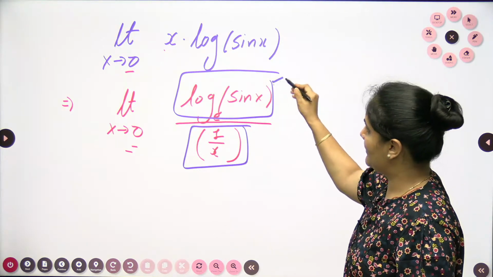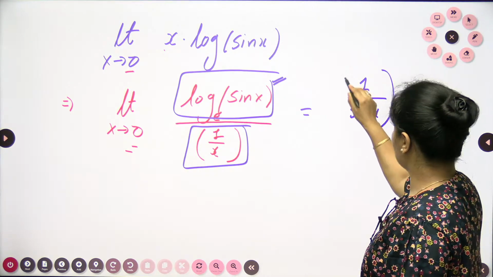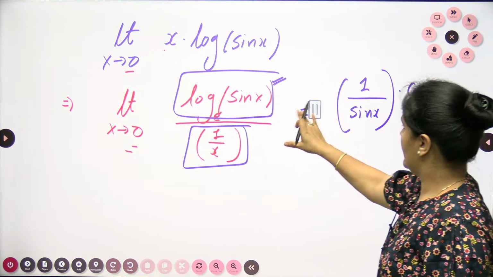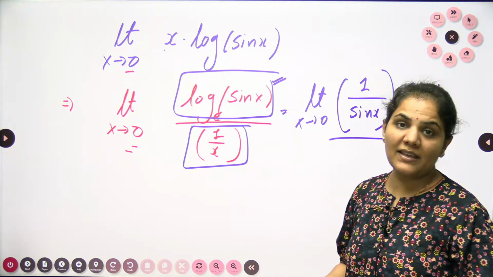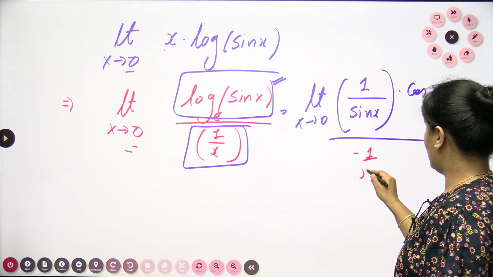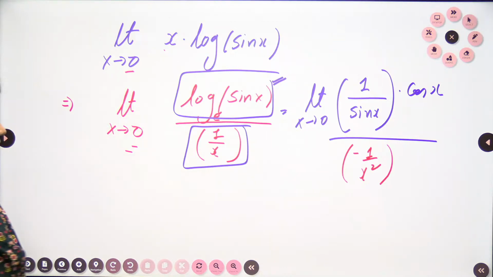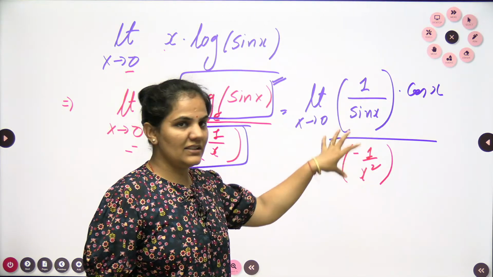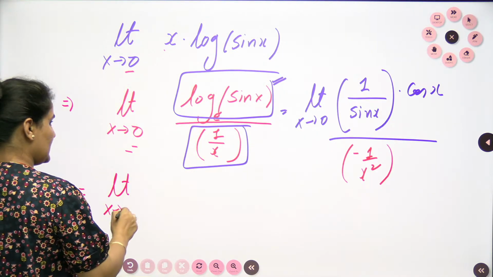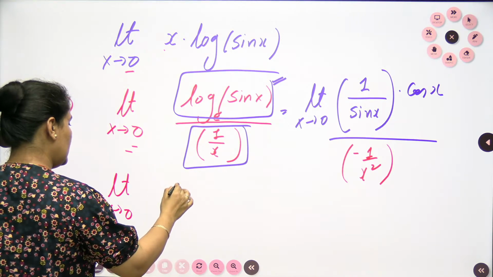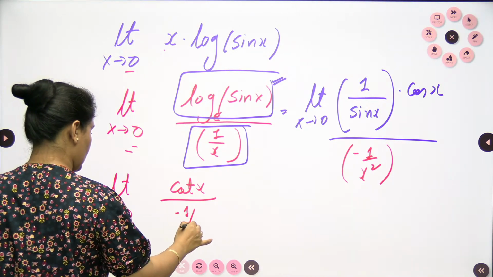When I solve this, the differentiation of log of sin x will be 1 by sin x into cos x, with limit x tends to 0. In the denominator, the differentiation of 1 by x is minus 1 by x square. Now I can write this in a simple manner: limit x tends to 0 of cos x by sin x, which is cot x, over minus 1 by x square.